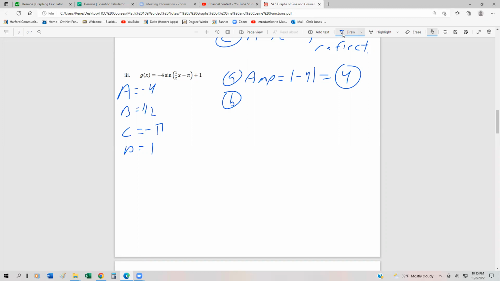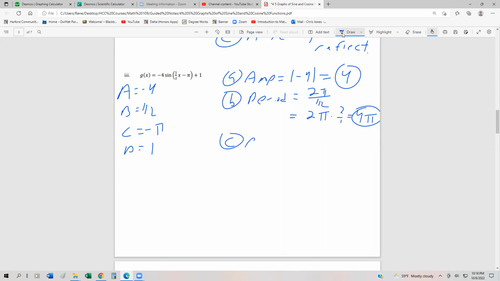For our period, that's going to be equal to 2 pi divided by b, or 2 pi over a half, which is the same thing as 2 pi times the reciprocal, which is 2 over 1. And so our period is 4 pi. So this function is going to take a long time, actually it's twice as long as the original function, this original sine function, to go through a period.